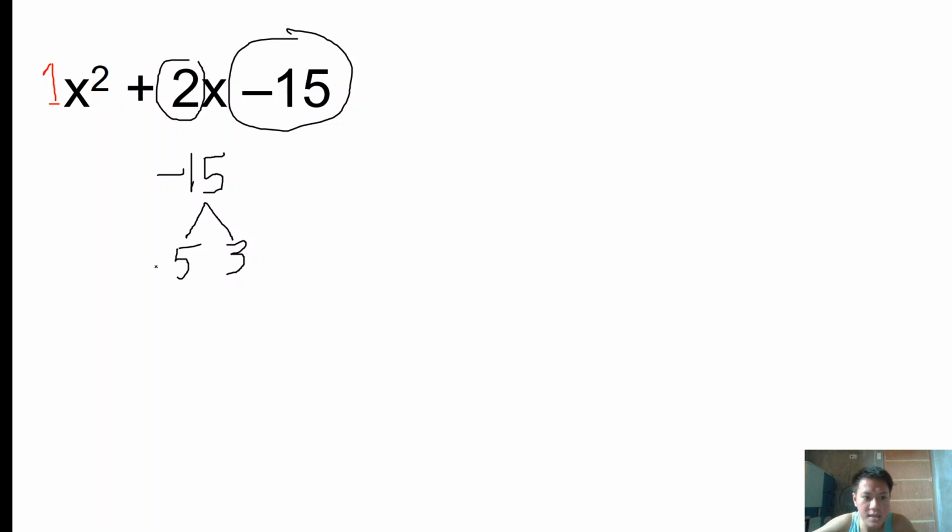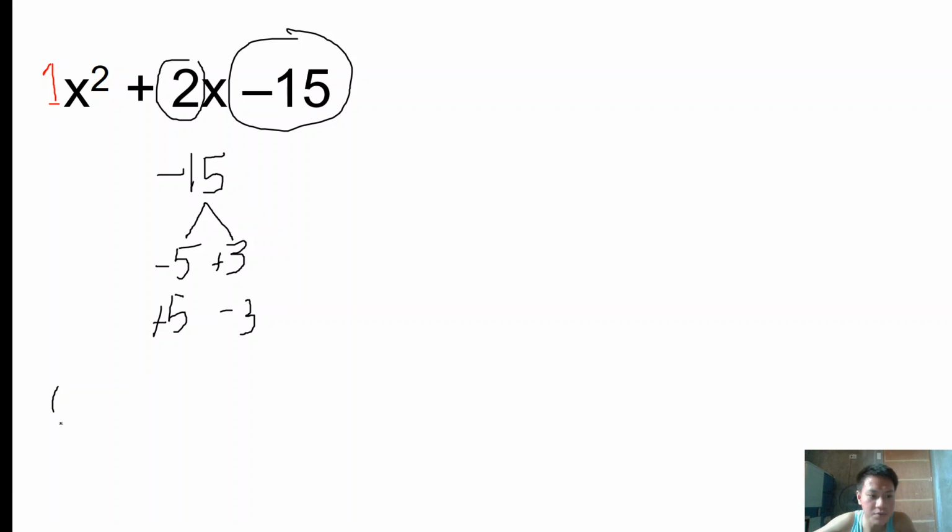Okay, pag ginawa nating negative 5 tapos positive si 3, negative 15 pa rin ang sagot. Pero negative 5 plus 3 is negative 2. So we have positive 5 and then negative 3. Because positive 5 times negative 3 is negative 15. Positive 5 plus negative 3 is positive 2.